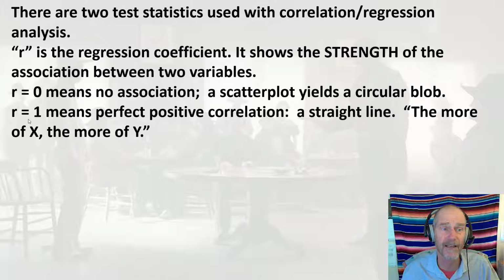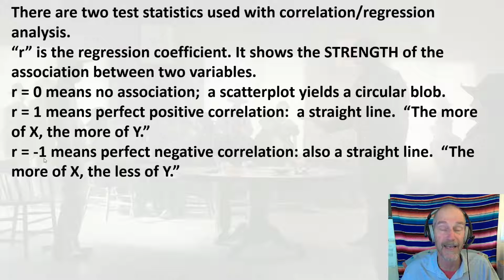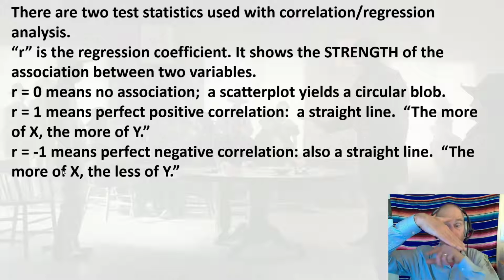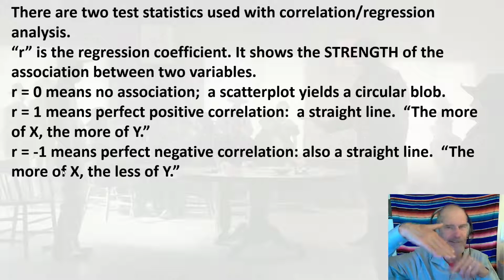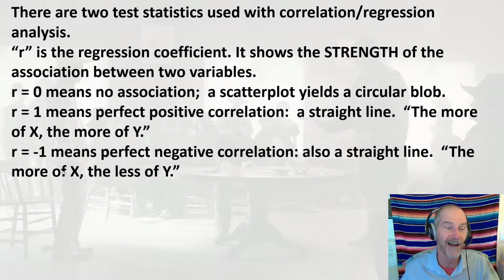Oh, by the way, R can go below 0. It can go to -1. So this would be a positive correlation: the more of this, the more of this. You can also have a negative correlation: the more you do something, the less you get. The more drugs you take, the worse your grades. Is that true? I don't know. It's a hypothesis. But anyway, R ranges from -1 to +1, 0 being no association at all, -1 perfect negative correlation, +1 perfect positive correlation. Make sure you understand what that means.